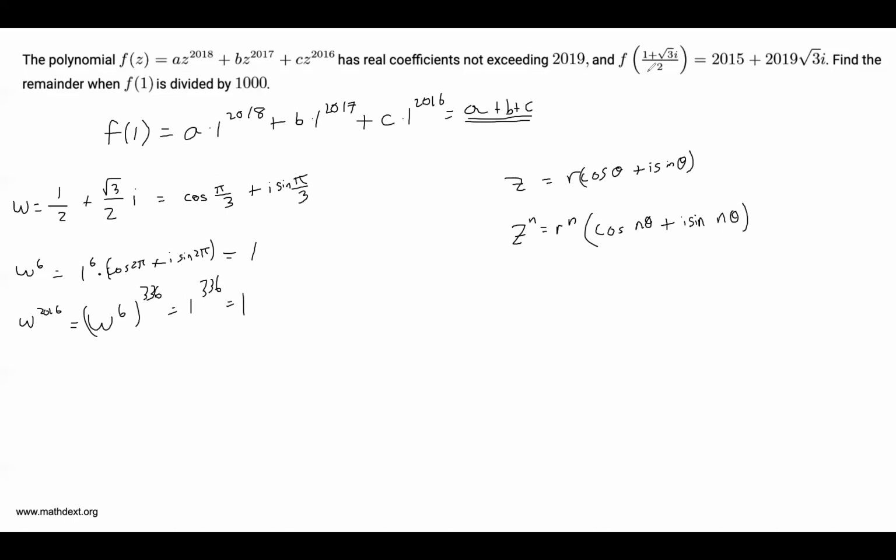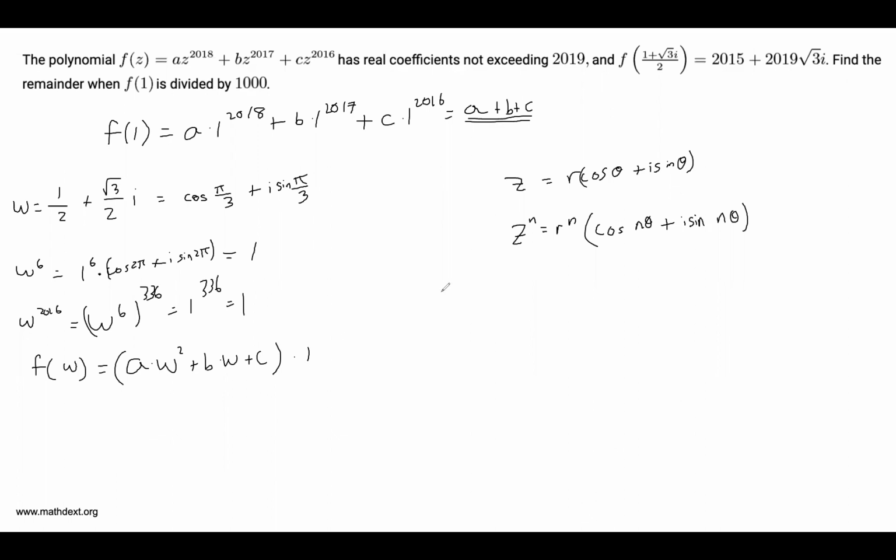So we realize that f of omega is really a times omega squared plus b times omega plus c, all times omega to the power of 2016. But since that's just 1, we can just multiply this by 1. So we get f of omega is a times omega squared plus b times omega plus c.